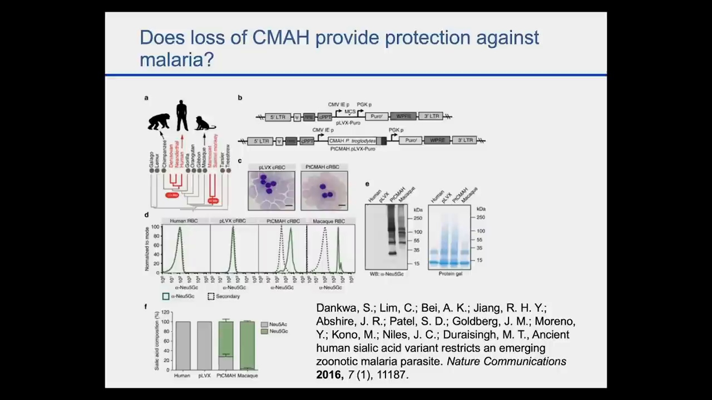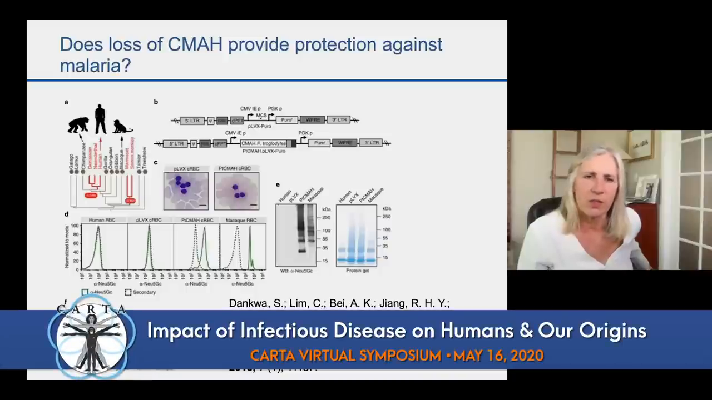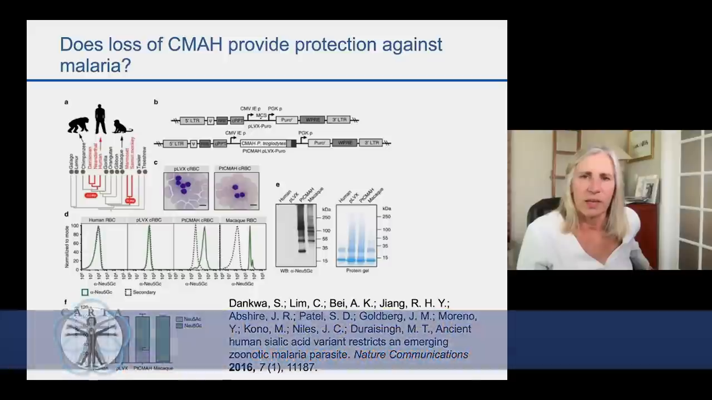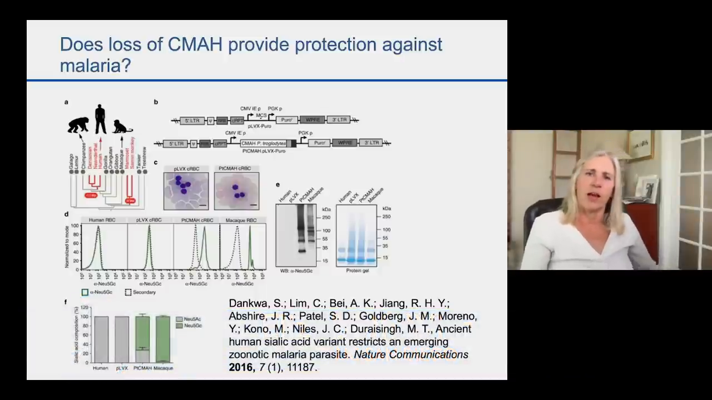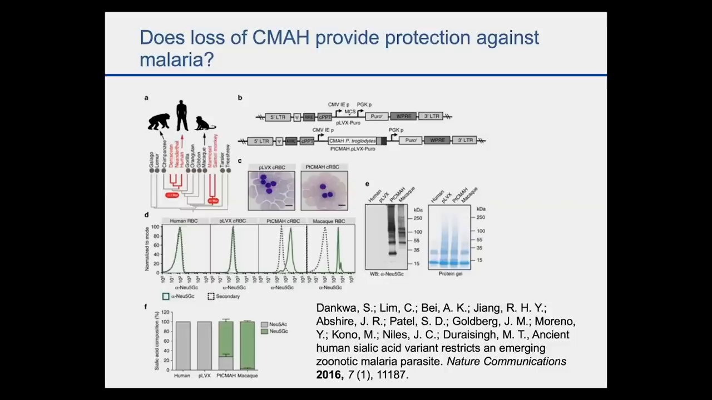So what Manoj and colleagues wanted to test was to see if you switched out the human CMAH with the version from macaques, if you could now get the monkey parasite to replicate in human erythrocytes. So to do this, they took human erythrocyte stem cells, they added in the macaque CMAH, and then they were able to show that these modified human erythrocytes expressed sialylated proteins similar to what you would see on the surface of the macaque erythrocyte.